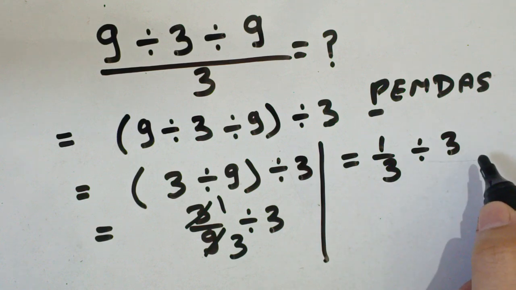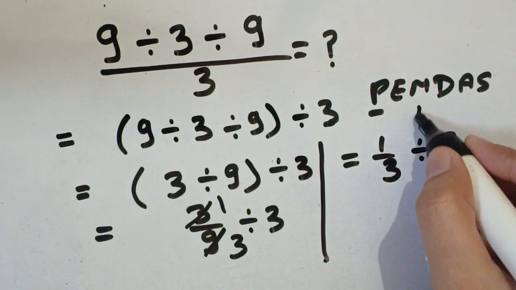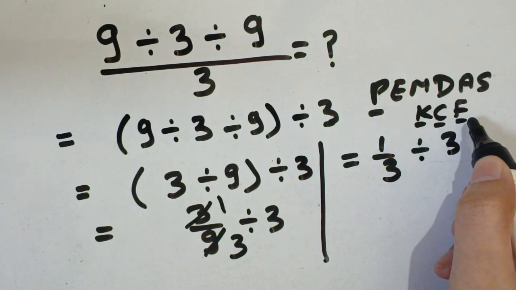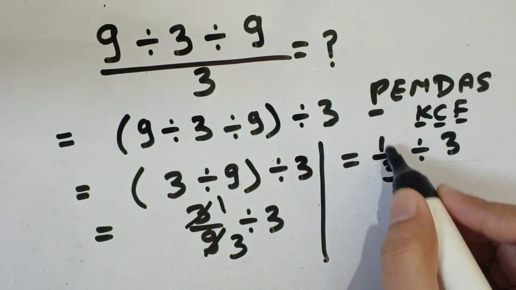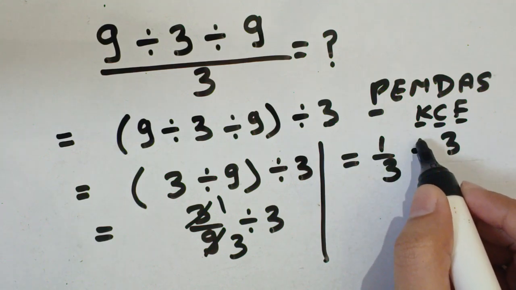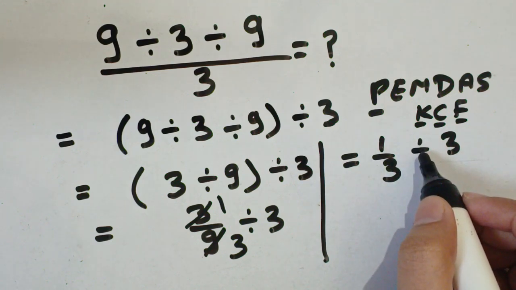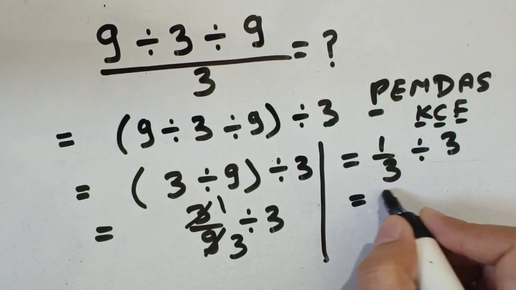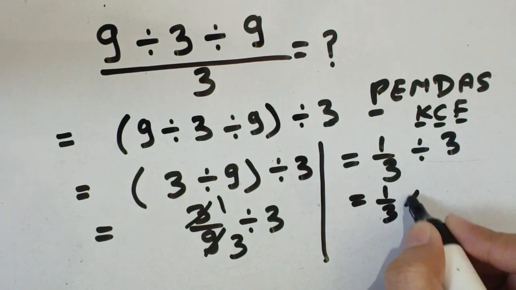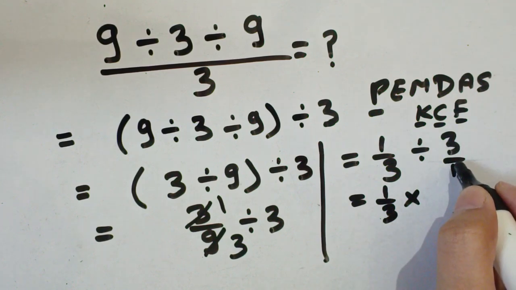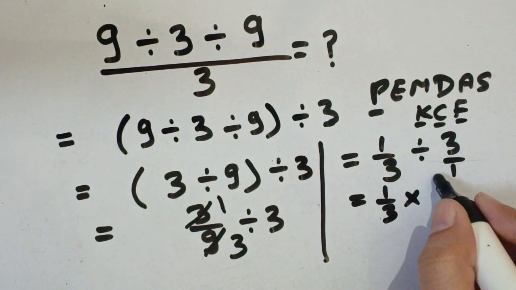Here you know that KCF rule. What KCF rule says that KCF means keep, change, flip. In this, keep this fraction as it is, then change this sign. This division is there, change into multiplication, then flip this fraction. So 1 by 3 multiplication, here 3 by 1 is there, so when you flip this, 1 by 3 will come.